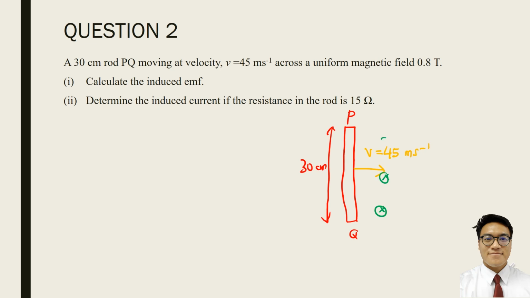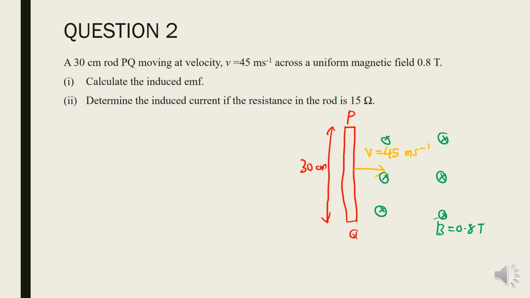So this is the uniform magnetic field. Sorry, this drawing is a bit bad, but that's fine, just to get a rough idea of what's happening. The rod is moving across a uniform magnetic field of 0.8 Tesla. So B is 0.8 Tesla.